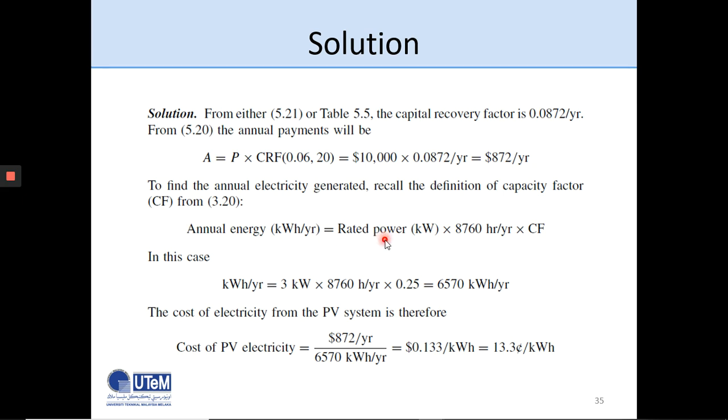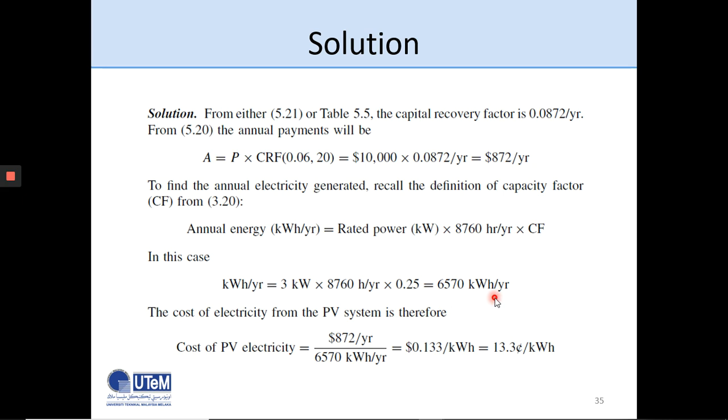Now to find the annual electricity generated, we recall the definition of the capacity factor: the rated power times the total hours per year times the capacity factor. So the rated power is 3 kilowatt multiplied by 8,760 hours per year multiplied by the capacity factor, which is 25%. So we get that the total amount of energy that can be generated from our system is 6,570 kilowatt hour per year.